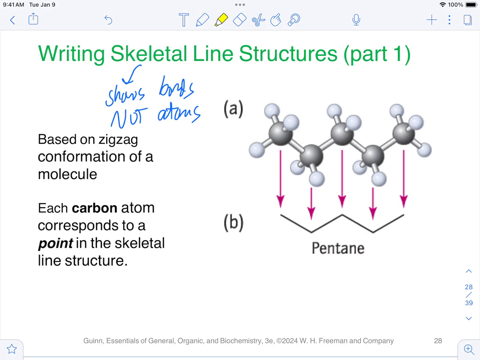So look over to the right here. The spheres here represent your carbon atoms. Each point in the skeletal structure is a carbon. So that right there is understood to be a carbon. That's a carbon, that's a carbon, that's a carbon, that's a carbon. So all of those are carbons. Your hydrogens, notice, are not shown either. And I'll show you in another slide how we know how many hydrogens are there.